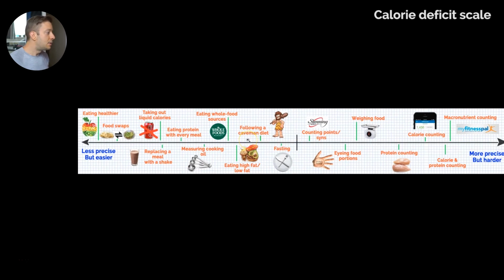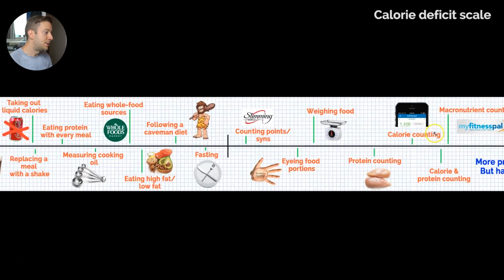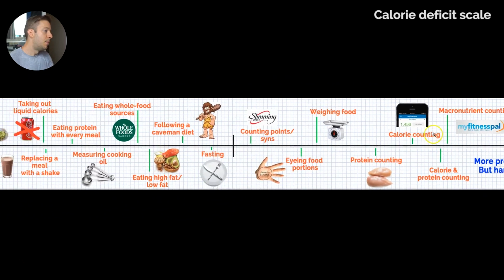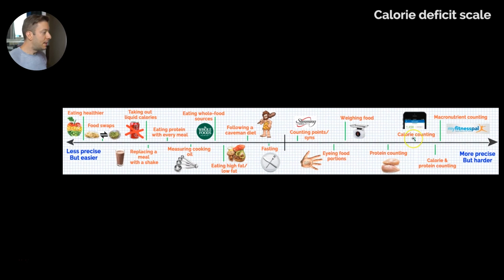And it depends on what type of person you are, because some people enjoy counting. And so they might want to start a bit further down this scale. Remember, like I said, if you are out and about, you might not be able to weigh your food all the time, but you might be able to scan the calories into the MyFitnessPal app, which has a barcode scanner. So different things work for different people.